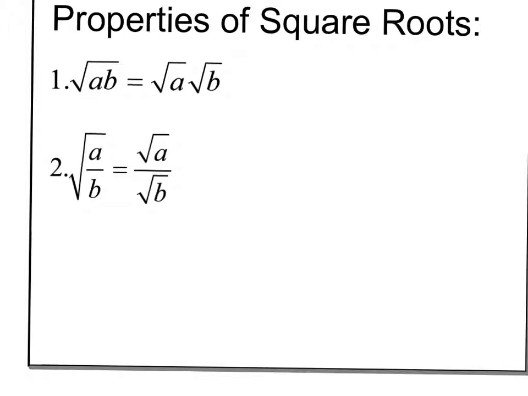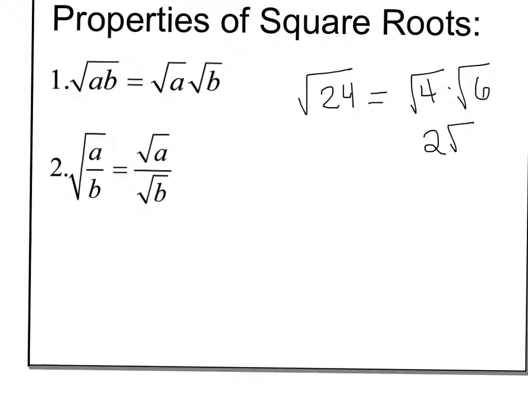An example of this would be the square root of 24. That's one number, but I think about what two numbers multiply to give me a 24. And when I think about that, I have to think about what perfect square divides into 24. So I end up with two square roots: 4 times 6. 4 is a perfect square. The square root of 4 becomes 2, and the square root of 6 stays the square root of 6. So my answer is 2 square roots of 6.